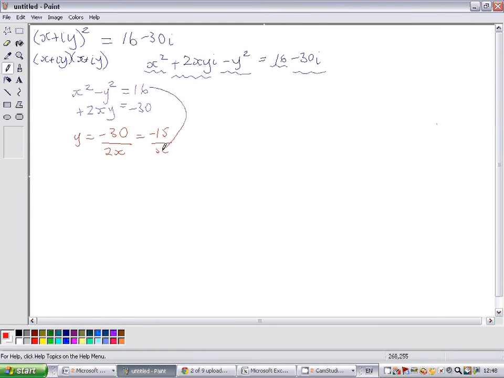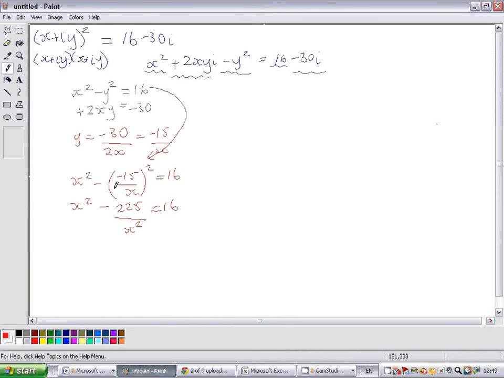So x squared minus y squared equals 16. Okay, so let's see what we've got now. So we're going to have x squared, and then if we multiply it out, 15 squared is 225, and the denominator will be x squared. Notice how when you square it, this minus goes, but we've still got the one in front, is equal to 16.